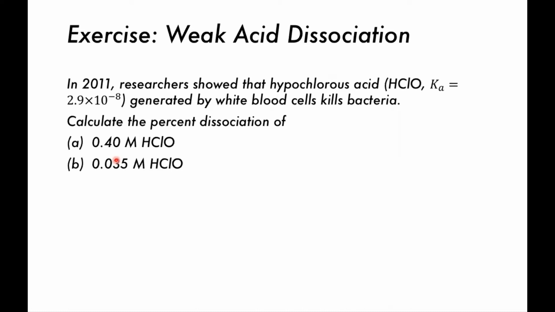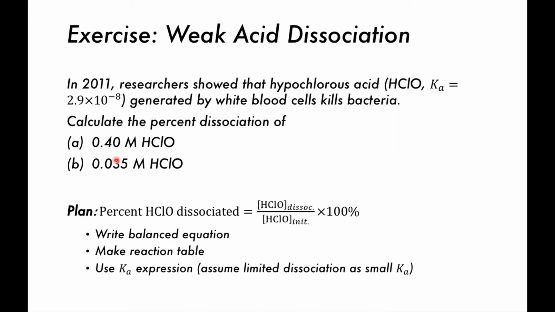So in 2011, researchers showed that hypochlorous acid, which is HClO, Ka equal to 2.9 times 10 to the minus 8, generated by white blood cells, kills bacteria. So this is one of the main vectors by which white blood cells can kill bacteria. So we're not doing anything to do with the research. We're just asked to calculate the percent dissociation of these two. That was just a nice tidbit of information.